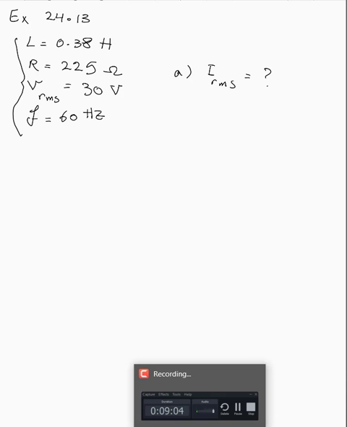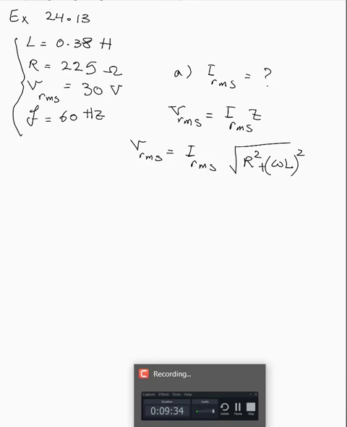In part A, we want to find the RMS current in the circuit. Now, it's important to know what equation we are going to use and how to organize this problem. I start with Ohm's law: VRMS equals IRMS times Z, and because I have the resistor and the inductor here, my Z is going to be the square root of R squared plus (omega L) squared. So let's solve this problem for IRMS.